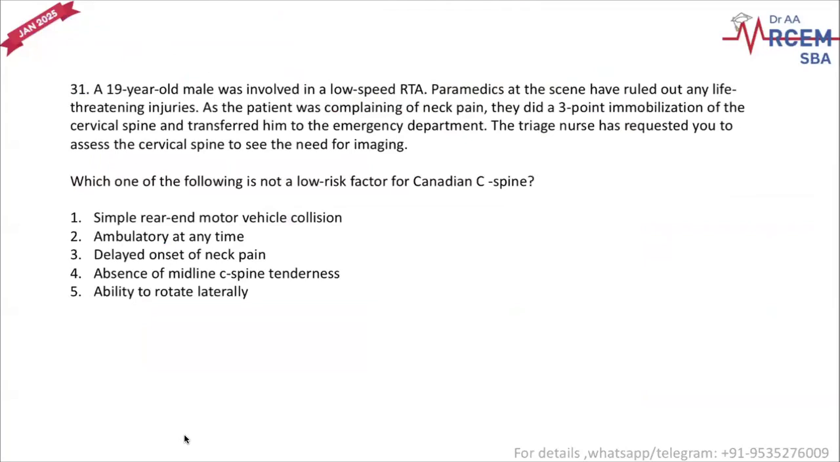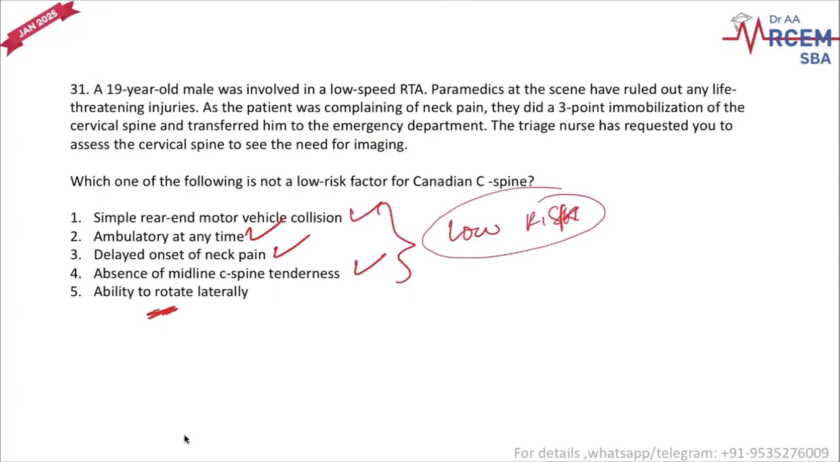Simple rear-end motor vehicle collision, yes. Ambulatory at any time, yes. Delayed onset of neck pain, yes. Absence of midline C-spine tenderness, yes. These are all known as low-risk factors, which are seen in the second column. Ability to rotate laterally: if any low-risk factors are present, then you will check. This is not a low-risk factor. So the right answer here is the fifth one.